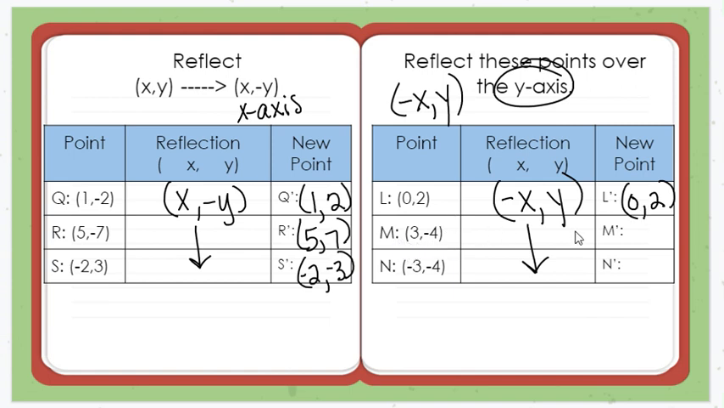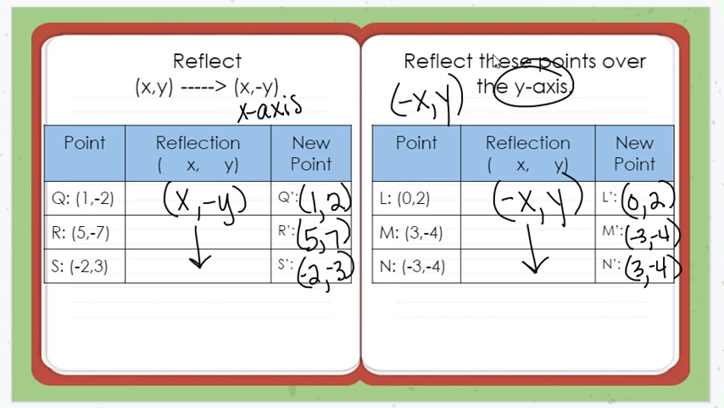M is at 3, -4. So this becomes -3, -4 for M prime. And then N is -3, -4, which if we reflect across the y will become +3, -4, because the -3, the x value, changed to its opposite and y stays the same. All right, how'd you do?